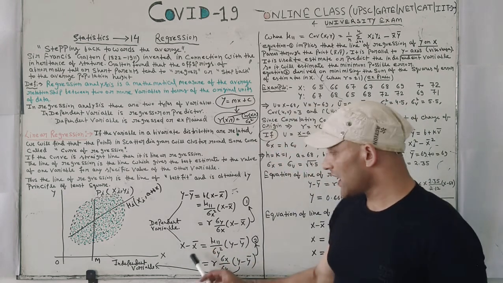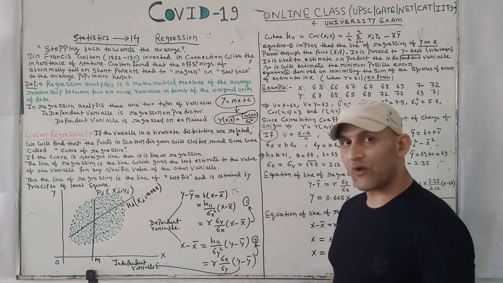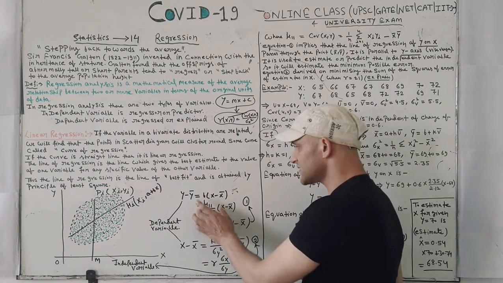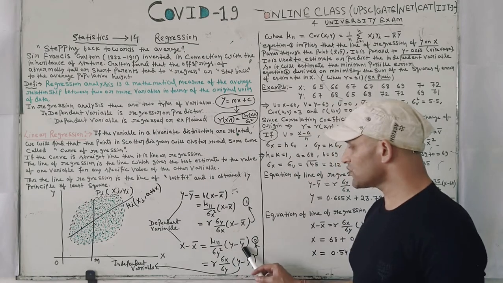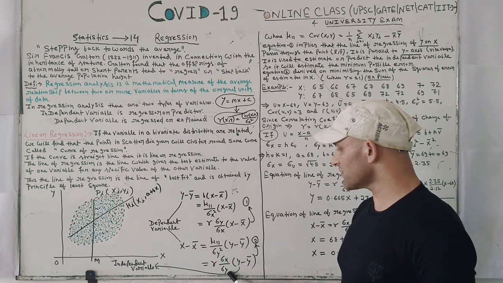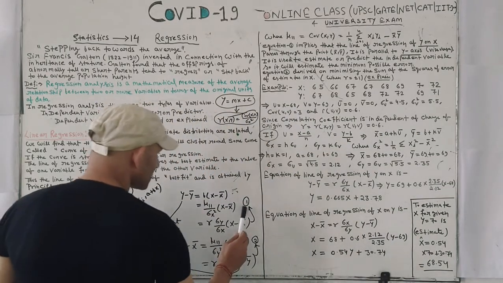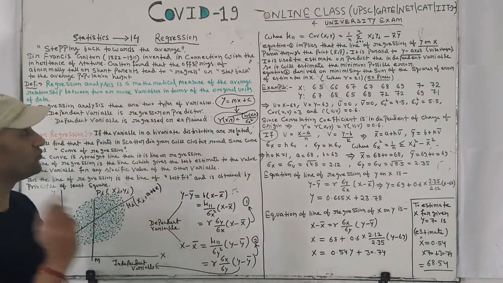Another formula is x minus x bar is equal to, again, mu 11 upon sigma y square. This is for x and this is for y. Y minus y bar. In place of this, we have written r sigma x upon sigma y and y minus y bar. Okay. So what is the meaning of equation number 1 and equation number 2?